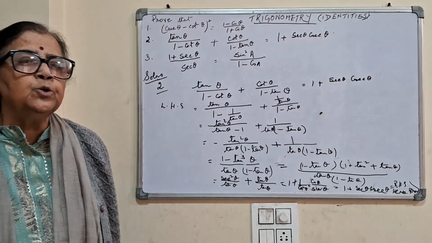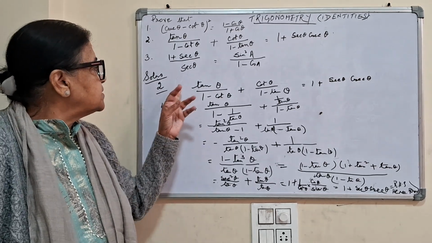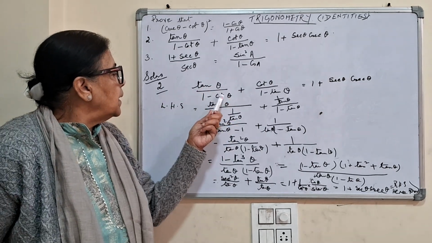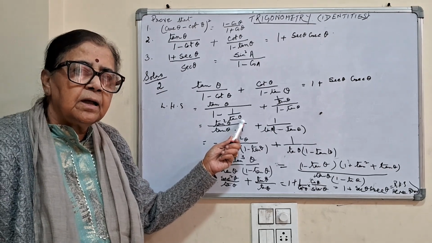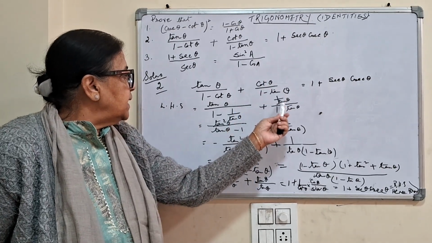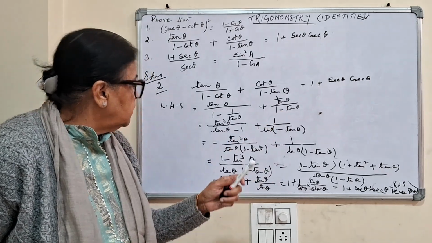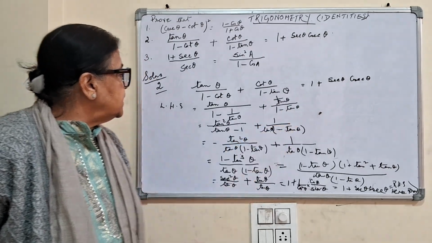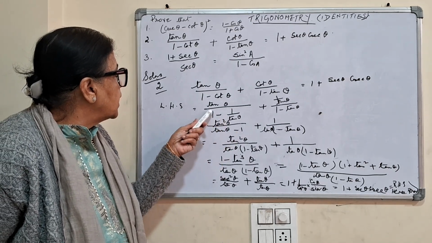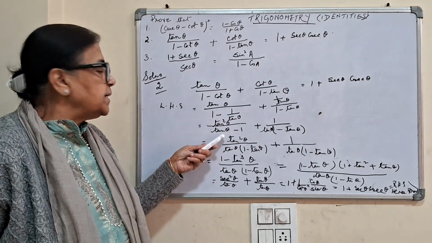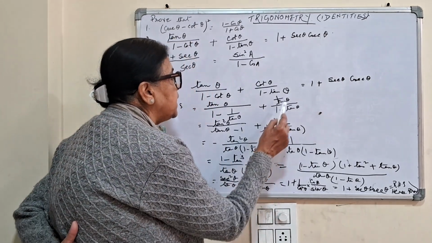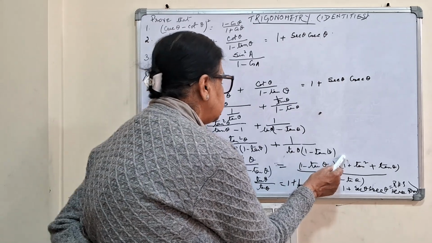I change everything into tan. This is tan theta, and cot theta will be 1 by tan. Tan theta divided by 1 minus 1 by tan, plus 1 by tan divided by 1 minus tan. Then I take the LCM of it. It will be tan theta minus 1, and it is tan square theta, and this will be tan theta into 1 minus tan theta.